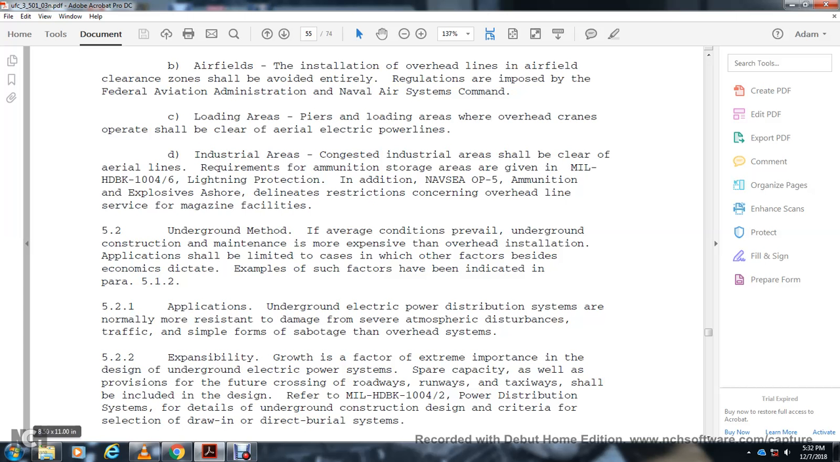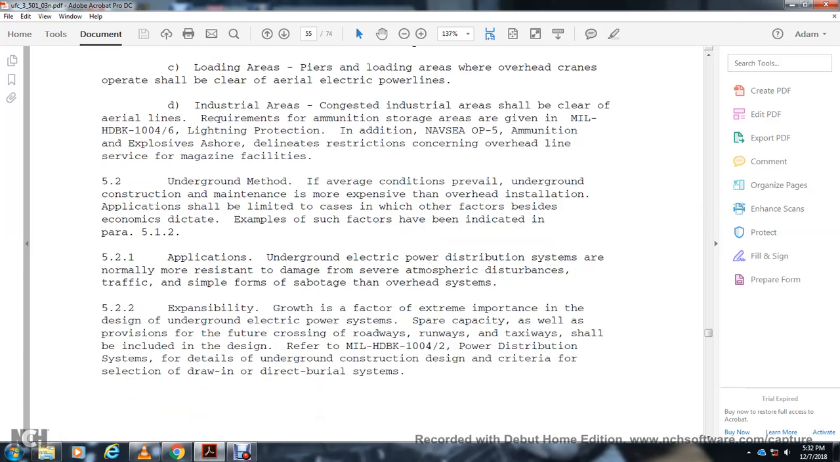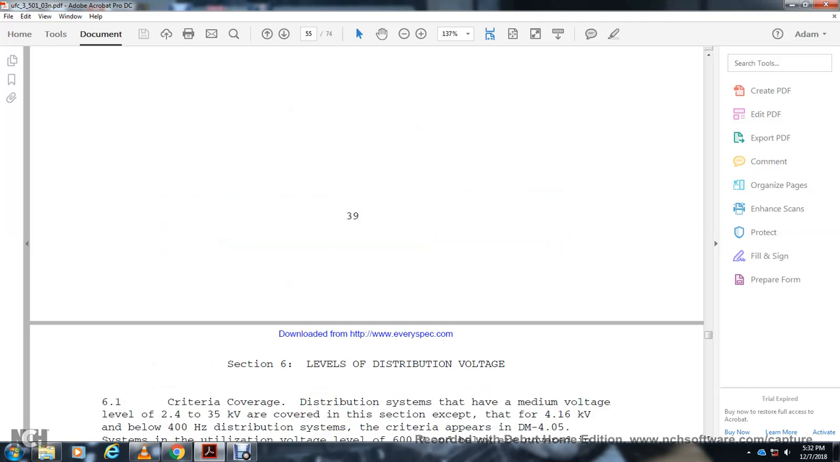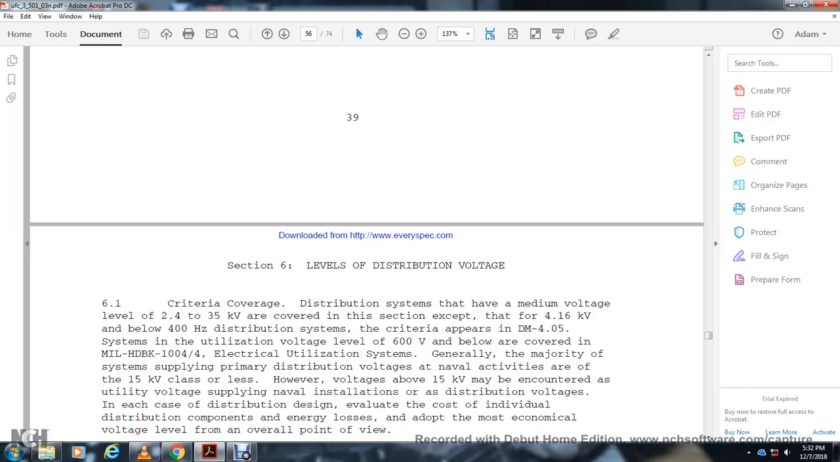For the power distribution system, with the details of underground controls, instruction and design criteria are given for the selection of all direct burial systems. Section 6, Level of the distribution voltage.